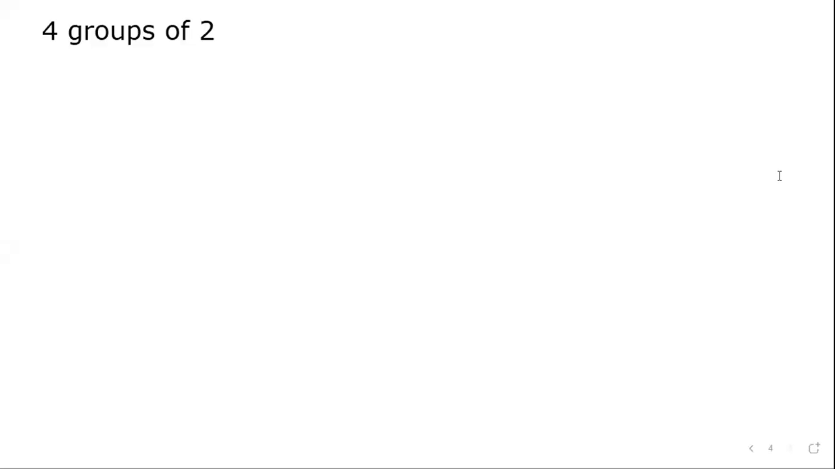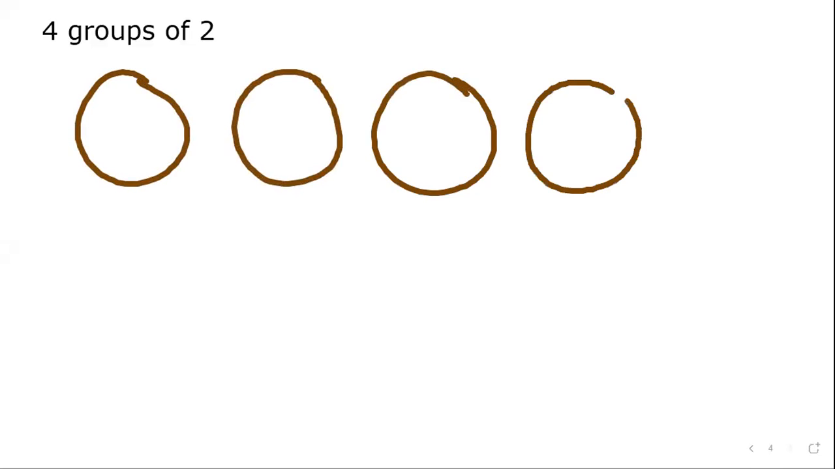What if my teacher gives me a problem that says it's 4 groups of 2? What would I do? Exactly, I would draw a picture. I'm going to start with my groups. My problem says I need 4 groups of 2. So I'm going to start with doing 4 groups. 1, 2, 3, 4 groups. It's groups of 2. So I'm going to put 2 in each group. 1, 2 in the first group. 1, 2 in the second group. 1, 2 in the next group. 1, 2. All right. So look at your picture.